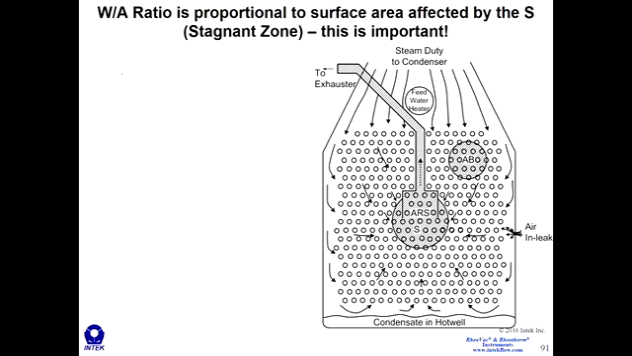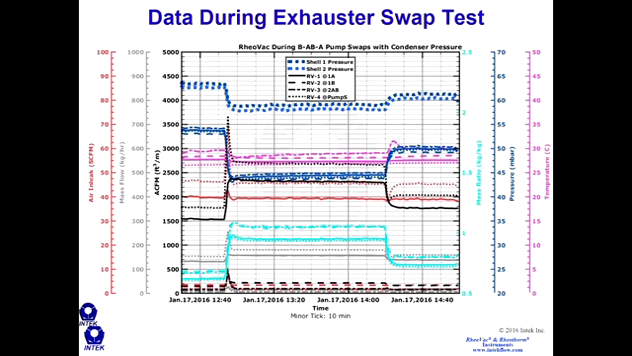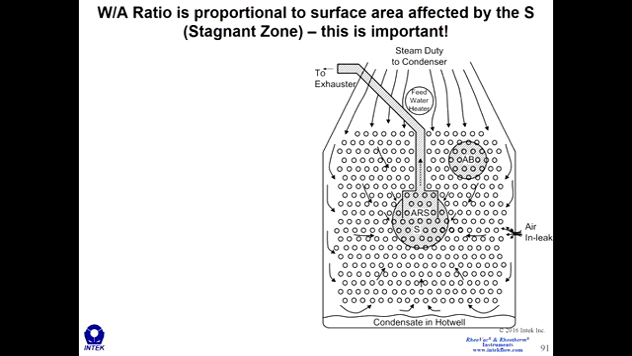Now, I made the comment earlier, if we go back to this slide, that the water-to-air mass ratio here, this teal line, this value, this mass ratio is proportional to the number of tubes being blanketed by air. And so you can see that pictorially here in this diagram, the stagnant zone here. The size of this stagnant zone and the number of tubes blanketed by air is directly proportional to the water-to-air mass ratio measured by the RevVac equipment on the air offtake.